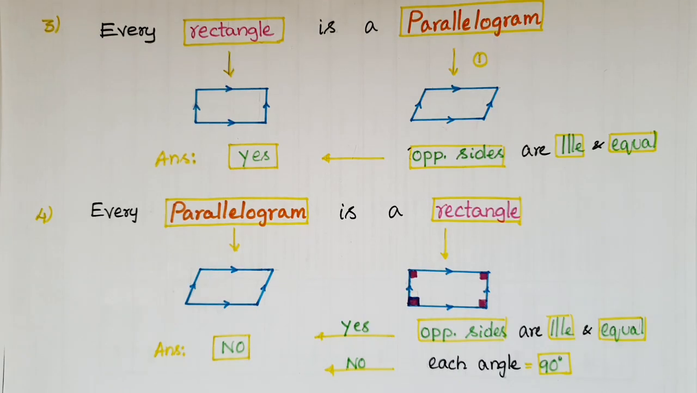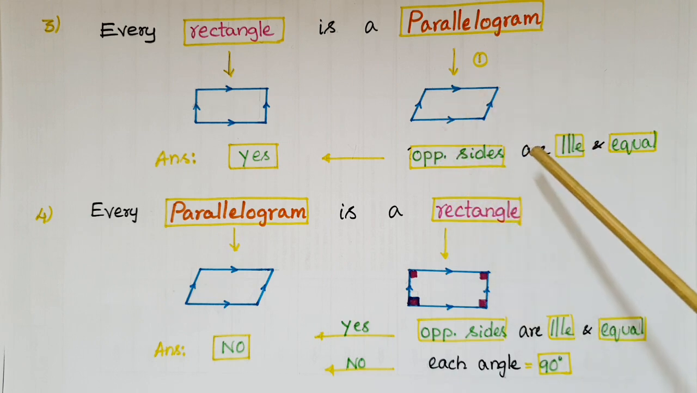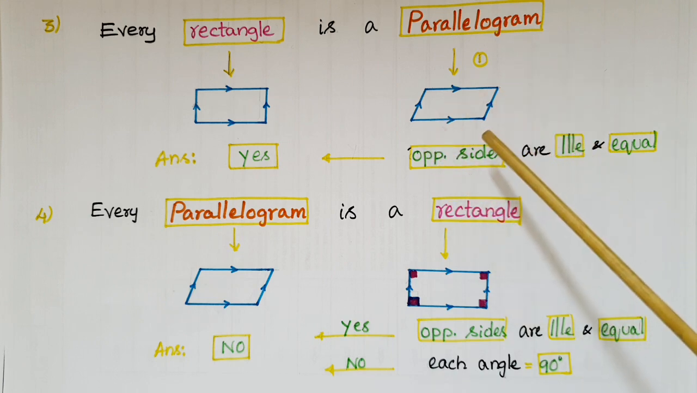Next one is every rectangle is a parallelogram. So first write the properties of parallelogram. In parallelogram opposite sides are parallel and equal. So in rectangle also opposite sides are parallel and equal. So this statement is true.